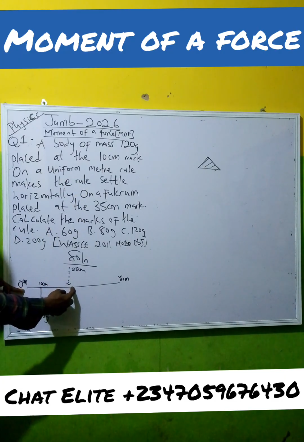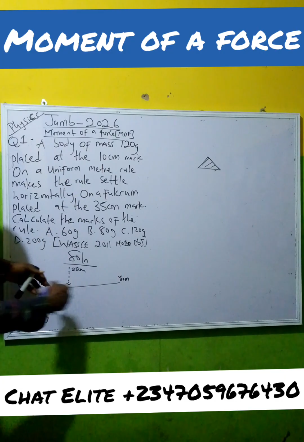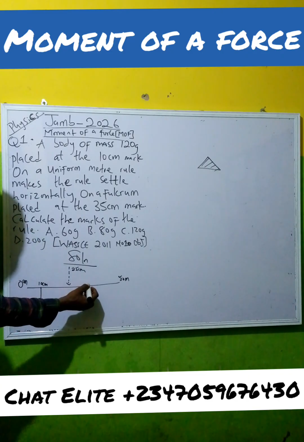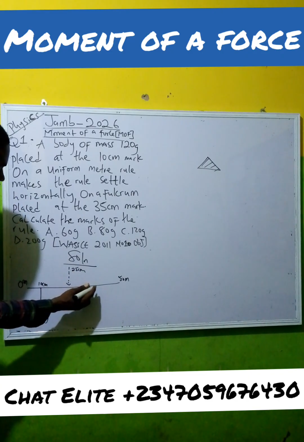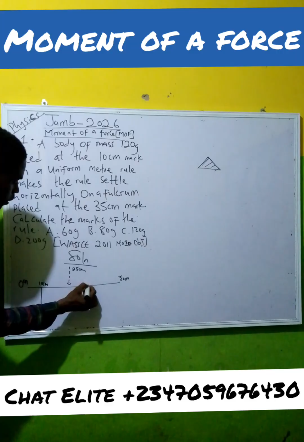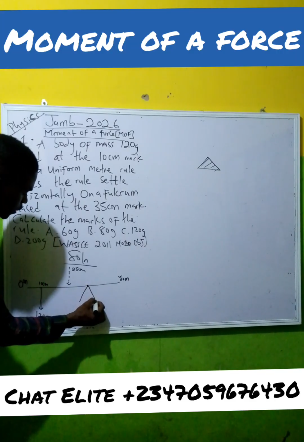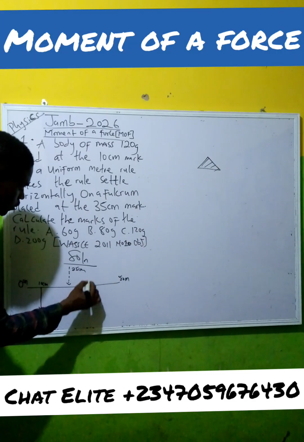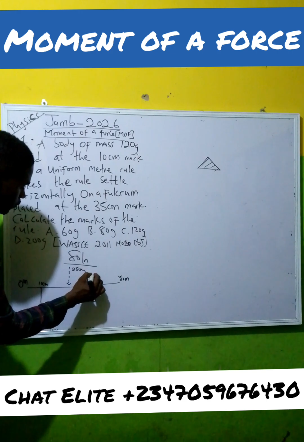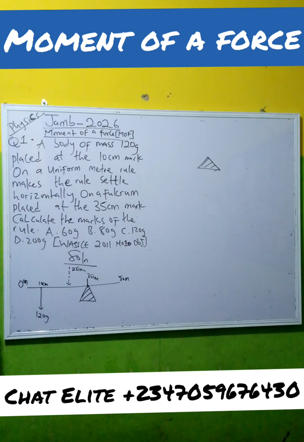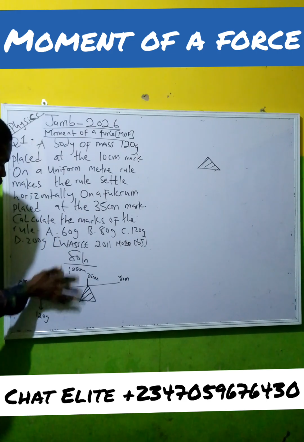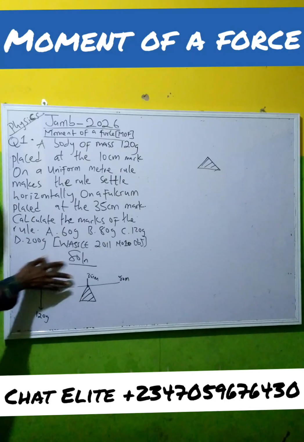Since this is 25, we can just add a small length here. We can just assume that since this is 25, 35 should pass it a little. So this place should be our 35. This is our fulcrum here. So the fulcrum is placed at 35 centimeters. We can now clean this away.